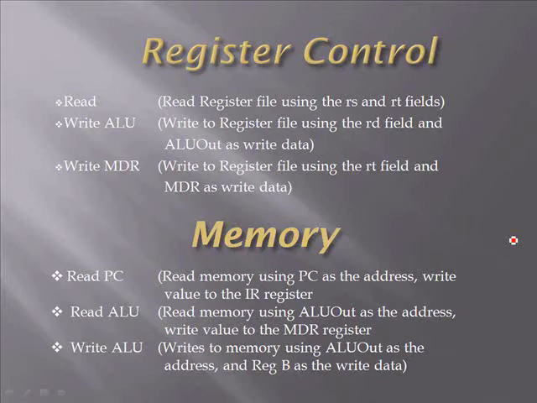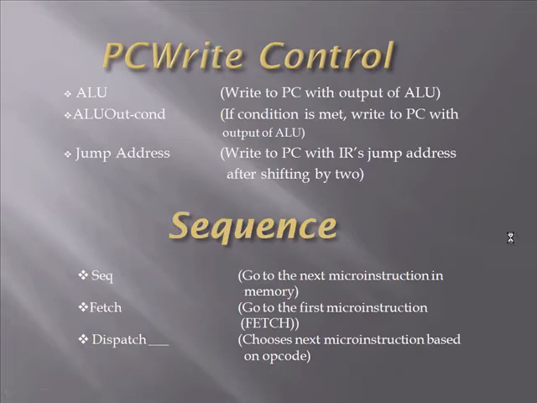Then in the memory field, we have read PC, which we would use when we're fetching an instruction. We'd want to read the PC address out of the memory. There's read ALU, which reads the value from memory using the output of the ALU as the address. Load word would use that. And then there's write ALU, which writes to the address in memory, the address output by the ALU. Store word would use that one at some point.